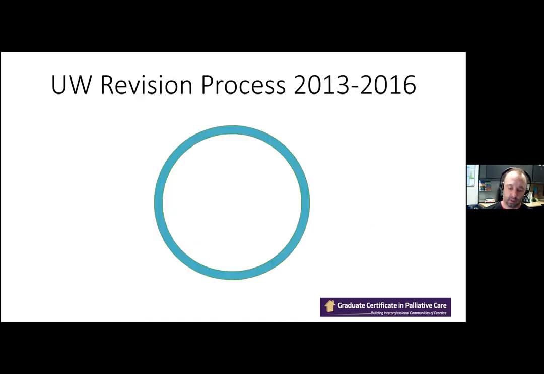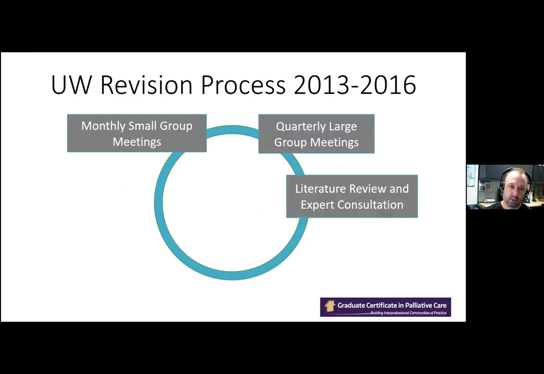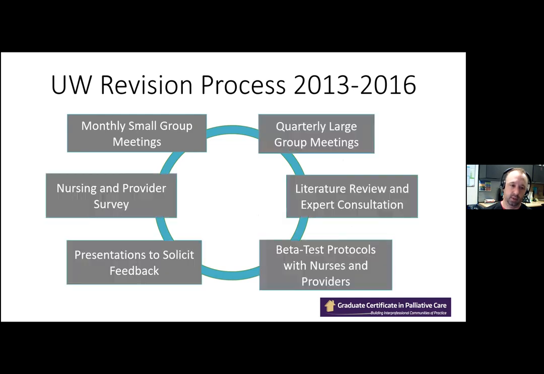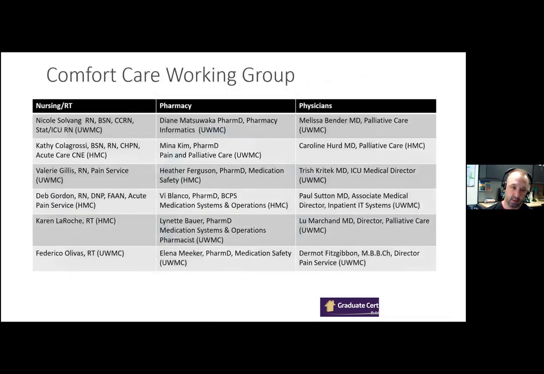So I'm going to go quickly through this, but this is just to highlight that as they reviewed this and came up with a new process, it was a new order set. It was an interprofessional process with leadership from a number of areas. And this next slide highlights the same thing. So you'll notice physicians, pharmacy, nursing, as well as respiratory therapy. So a great interdisciplinary or interprofessional group.